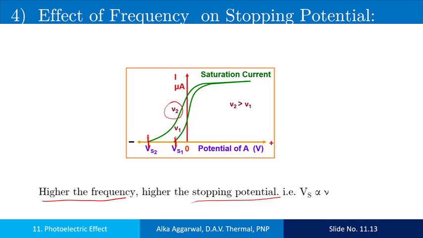Now the question is, what is the stopping potential? I told the stopping potential in the previous lecture. Now I repeat it. Stopping potential is the negative potential of the anode at which the photoelectric current becomes zero. This is the stopping potential for the frequency nu2. This is the stopping potential for frequency nu1. For this graph, the energy of the photoelectron is more than this one.